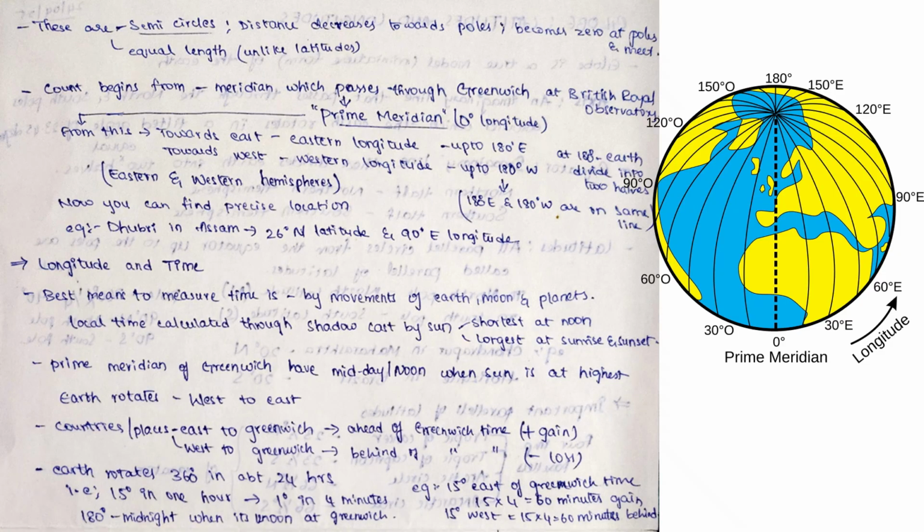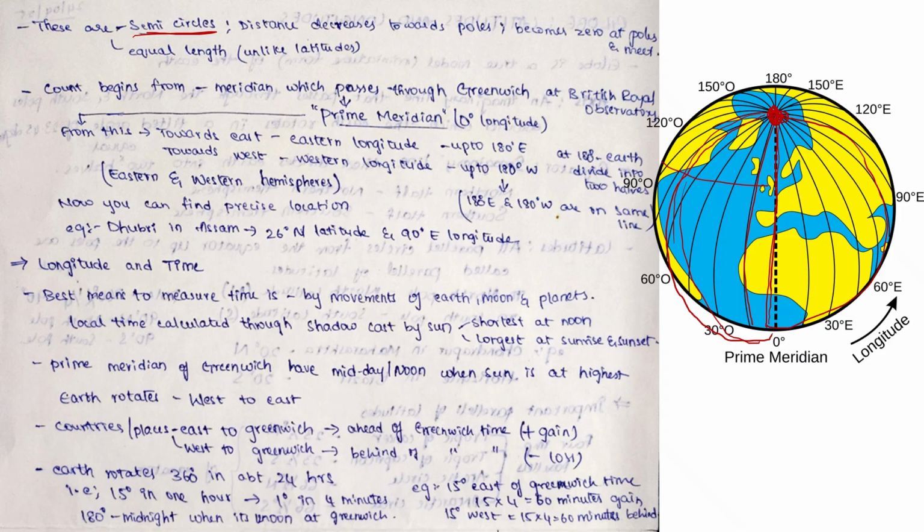So, the longitudes are semicircles. Distance decreases towards poles, becomes zero at the poles and they meet. And longitudes are equal in length unlike latitudes. So if you see, these are longitudes, these are not parallel and they meet each other at the poles. These are not circles, these are semicircles. Means from North Pole to the South Pole, this is a semicircle and from here this is a semicircle. This isn't counted as a circle.